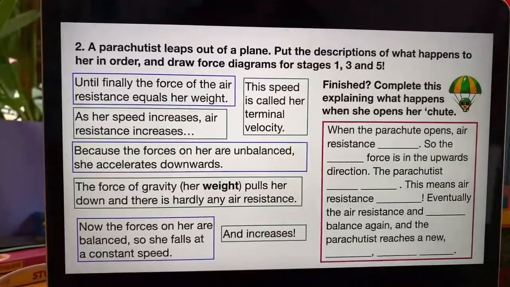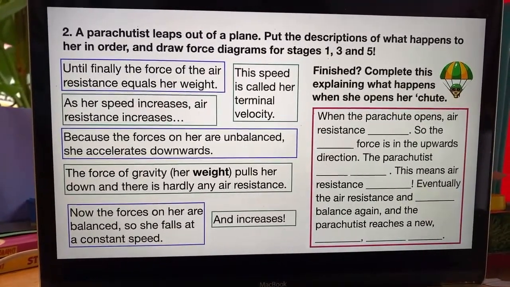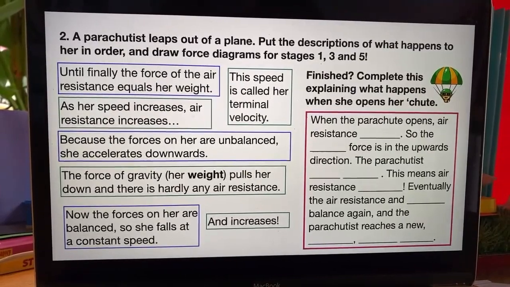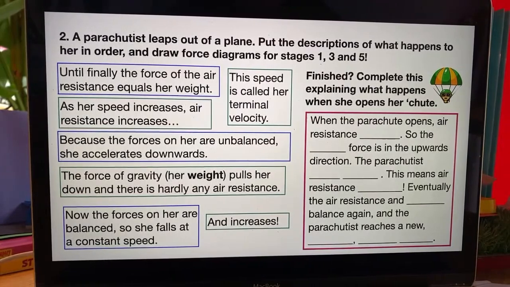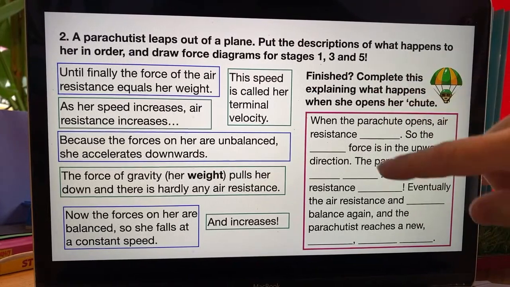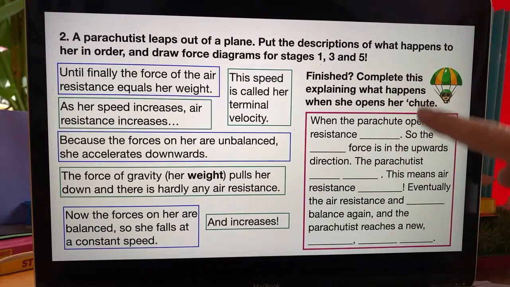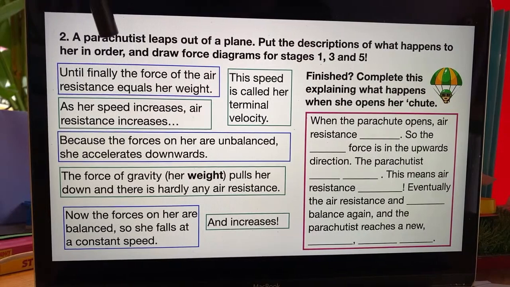I'm going to give you the sheet. Here we go. See if you can sort all this out in your head now. I've got you some descriptions, which, if all put together in the right order, will describe terminal velocity very well. So I'd like you to put them in the right order, and then, this is really hard, if you finish it, this is hard because you deserve hardness because you finished, so you should be challenged. I want you to try and fill in these missing gaps to describe what happens when a parachutist opens her parachute. So, a parachutist leaps out of a plane. Put the descriptions of what happens to her in order and draw force diagrams for stages 1, 3 and 5. Apologies if you got the worksheet off Facebook, it will say 1, 3 and 4. It's not, it's stage 5, please.